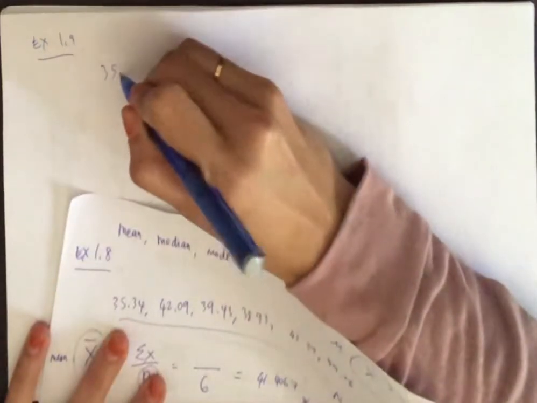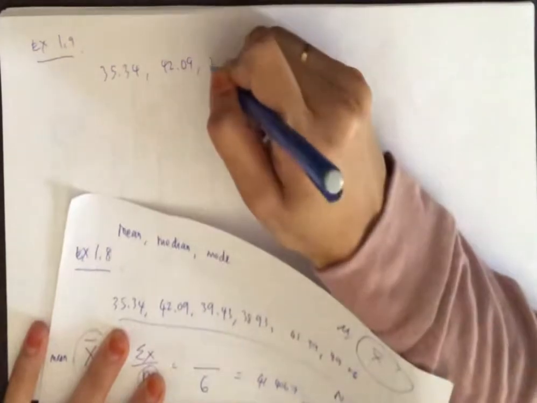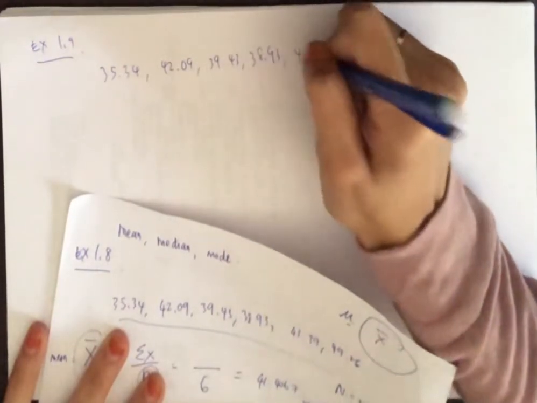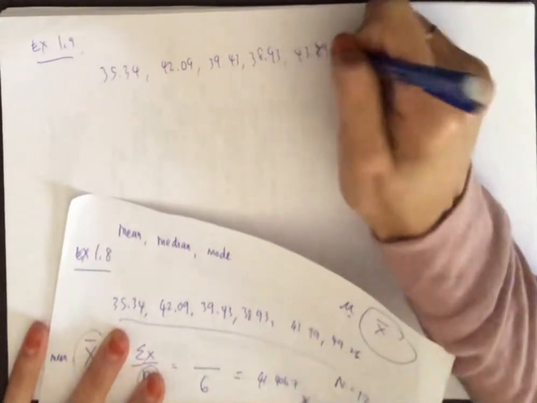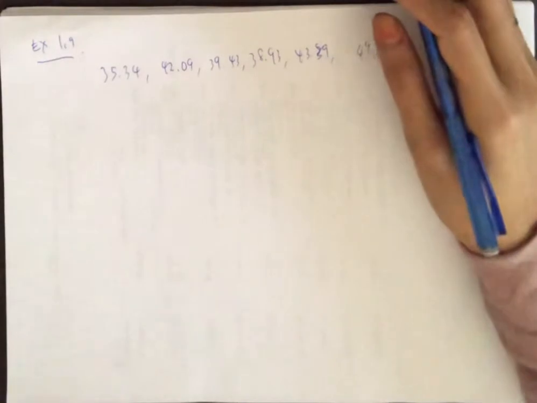So 35.34, 42.09, 39.43, 38.93, 43.39, and the last one is 49.26. Okay, we are using the same data.